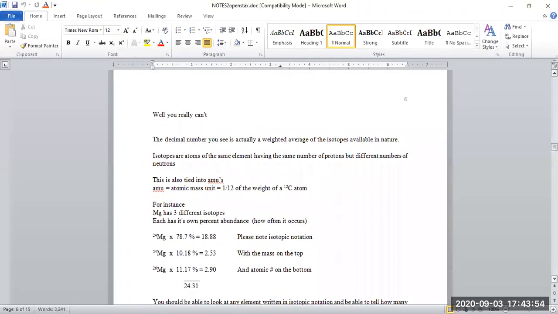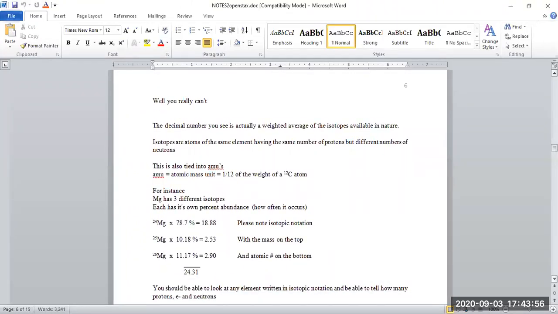So what the decimal number does for you is it utilizes a mathematical calculation that I will call a weighted average. Weighted averages are also based upon isotopes. Most elements have at least 2 isotopes. Some have like a dozen or more. It really depends upon the element.